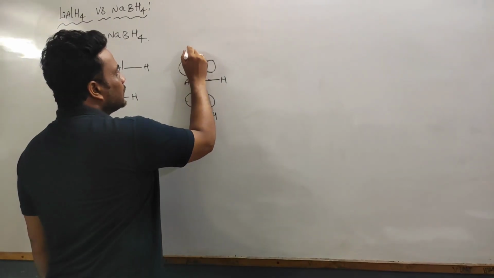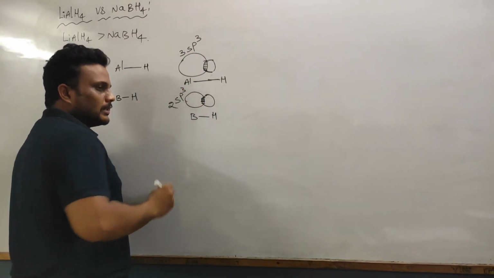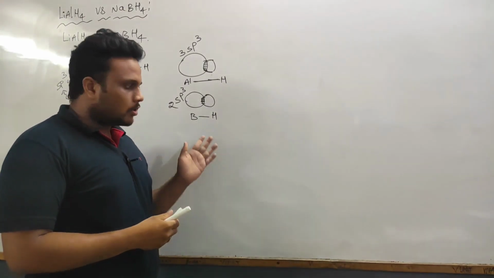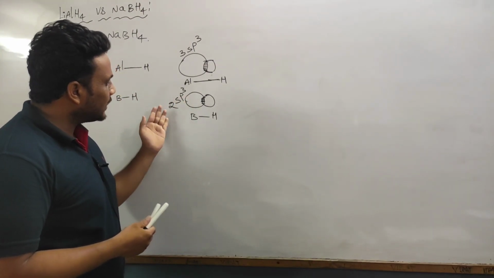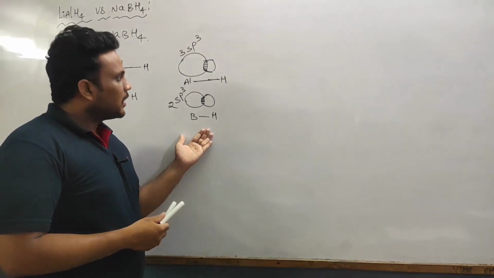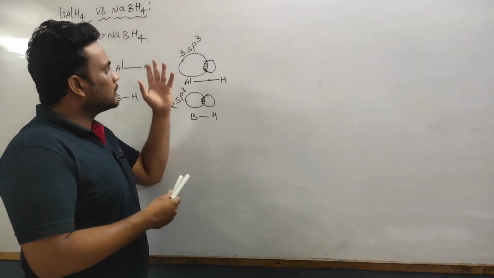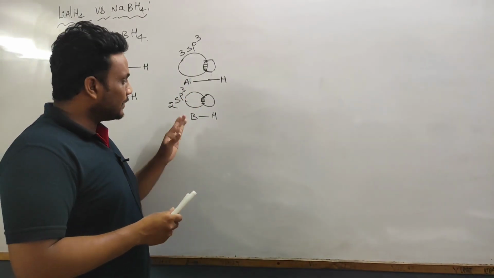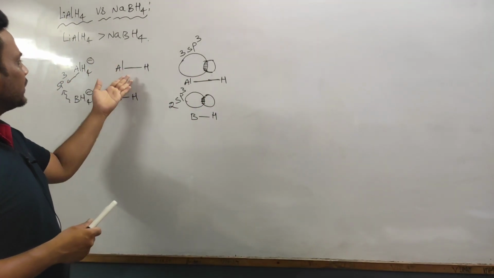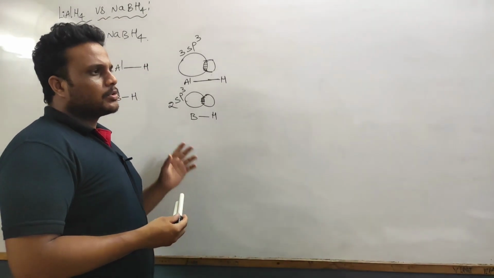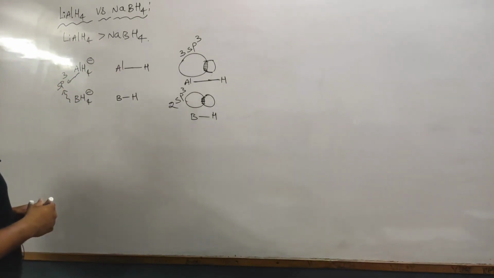We know this one is sp3 but of the third shell, and this one is sp3 but of the second shell, 2sp3. Boron belongs to the second period, so the s and p orbitals of the second shell participate in hybridization, and for aluminium the s and p orbitals of the third shell participate in hybridization. Obviously, these hybrid orbitals are more diffused than those. So that is why the aluminium hydrogen bond is longer than the B-H bond. A longer bond means weaker, so it can donate hydride ions easily. This is actually the reason behind the stronger reducing power of lithium aluminium hydride.